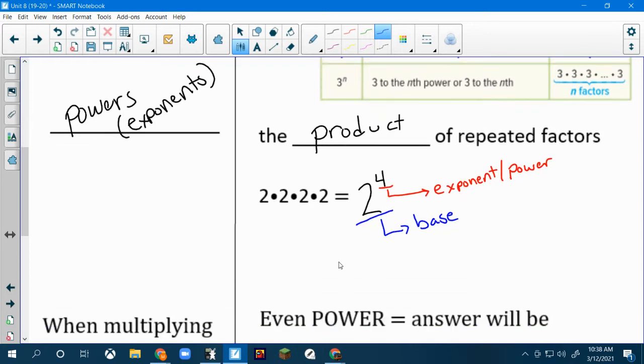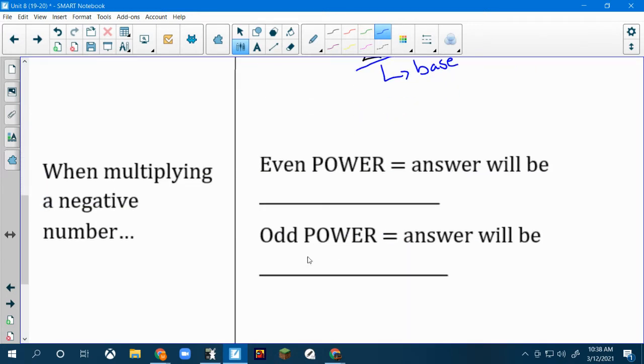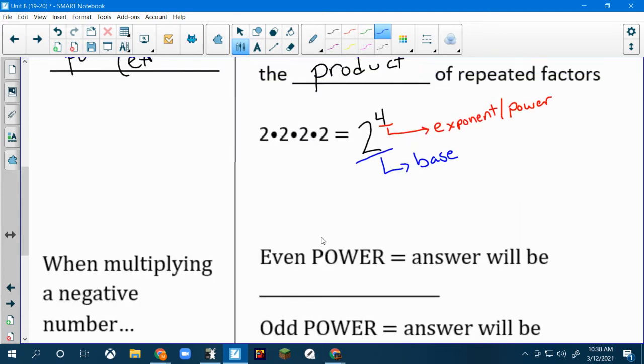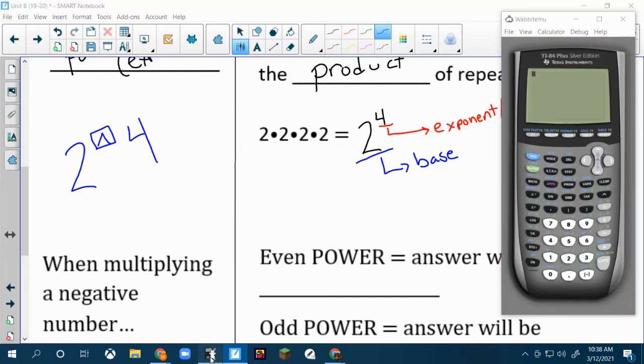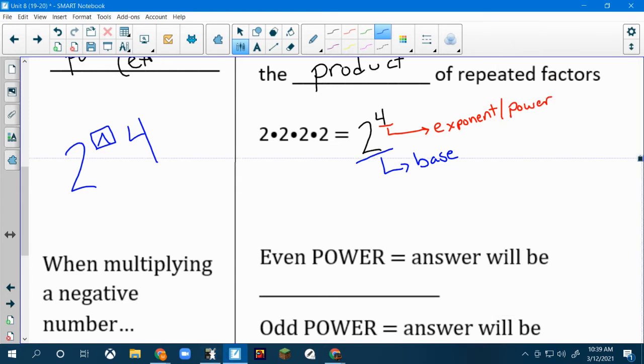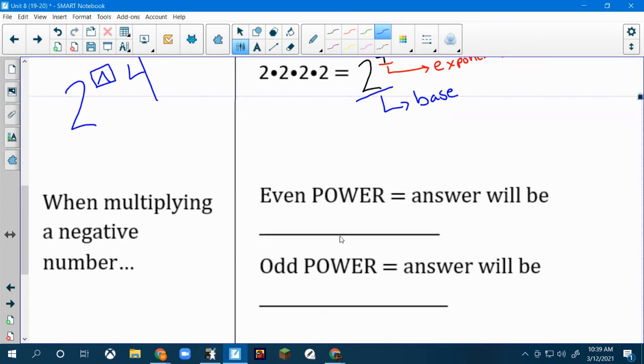When we do this in a calculator, you would write it as 2, and then you're going to press the button that looks like this. It's called a caret. And then you're going to write the number of the exponent. I'll show you here on my calculator. We're going to write 2, press the caret key, which is right under the clear button, and write 4. And we're just going to press enter. That's how we would do that on a calculator if you're using the TI calculators.